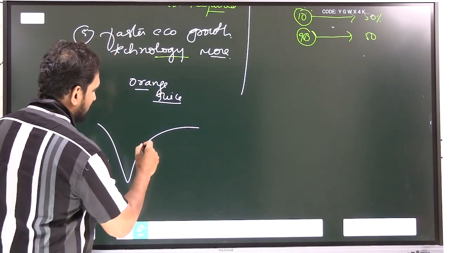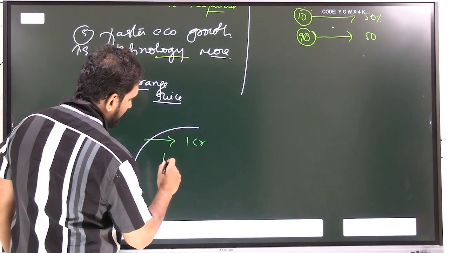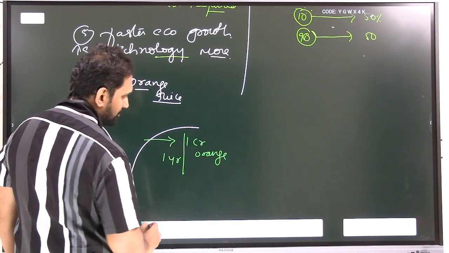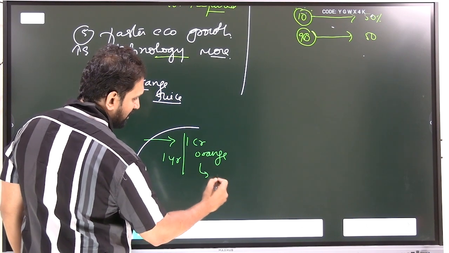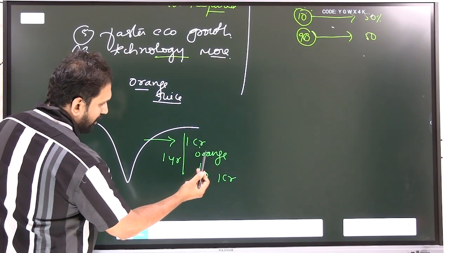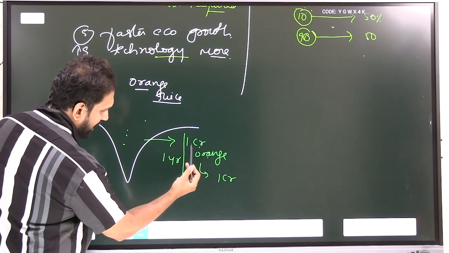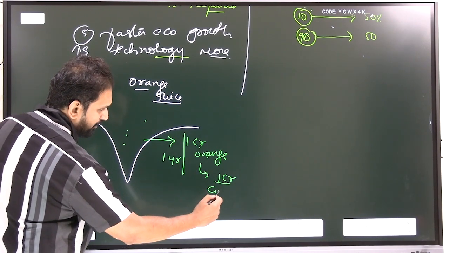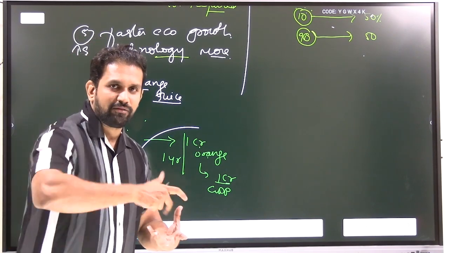Now just imagine a point here that in 1 year we make 1 crore orange juice glasses. Every juice glass is 1 rupee. So what is our GDP? 1 crore. In 1 year we make 1 crore orange juices, and every one juice will be 1 rupee. That's why 1 crore is our GDP.